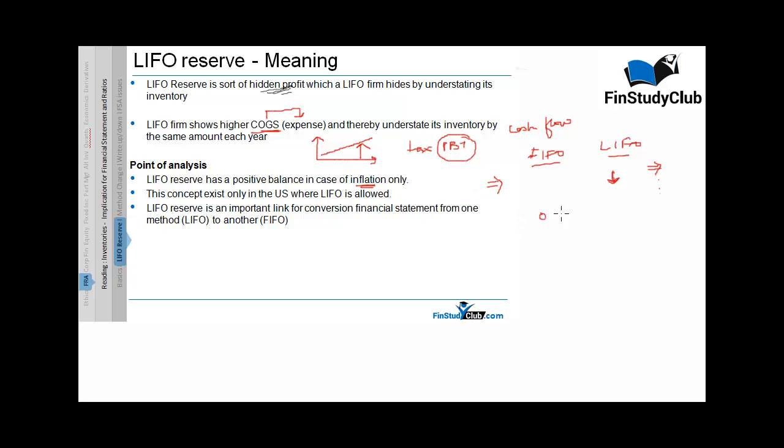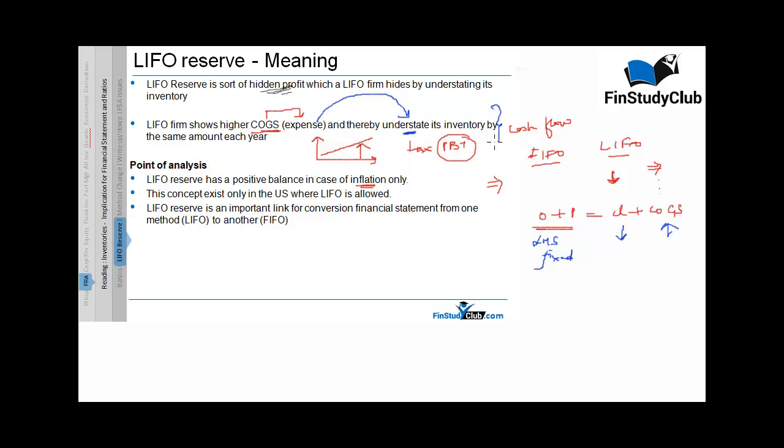Another aspect is that this equation, opening plus purchase is equal to consumption plus closing, also needs to be understood as an application, and we have said that O plus P, the left hand side, remains fixed. So a LIFO firm which shows a higher COGS ought to show a lower closing stock. Therefore the same amount is the understatement of its inventory value.